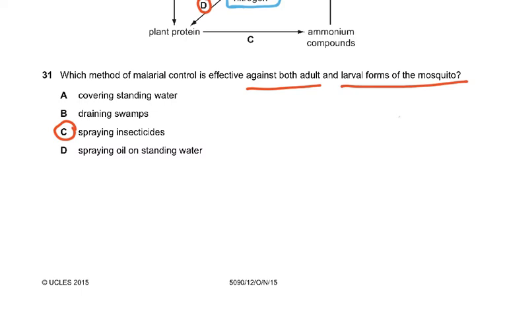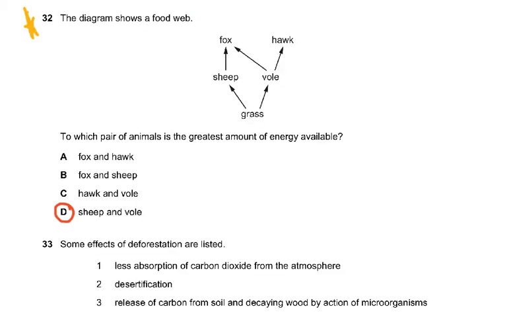So if you don't know the life cycle of the mosquito, then of course you don't know it. Mosquitoes lay their eggs in stagnant water, and then the eggs hatch and the larvae come out, and then the larva becomes the pupa, and then the pupa becomes the adult, and the adult mosquito flies away. So it was a trick question as far as I'm concerned, just to see how well you've understood this chapter. Question 32 is again mentioned in the exam report, so it was a difficult question. It says some candidates chose option A, thinking that energy availability increases along the food chain. Now, the diagram shows a food web. To which pair of animals is the greatest amount of energy available?